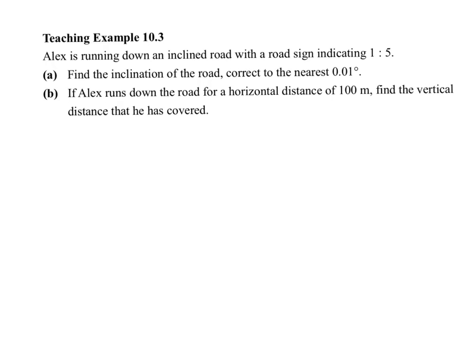Let's look at this example, 10.3. Alex is running down an inclined road with a road sign indicating 1 to 5. Find the inclination of the road correct to the nearest 0.1 degrees. So let's draw a picture. Okay, this is 1 to 5. This is actually 1x and this is actually 5x.